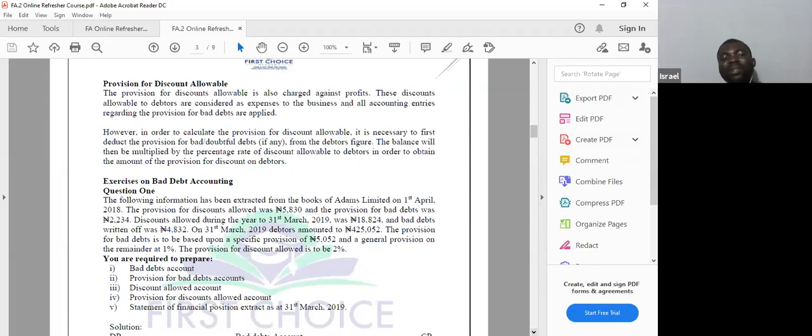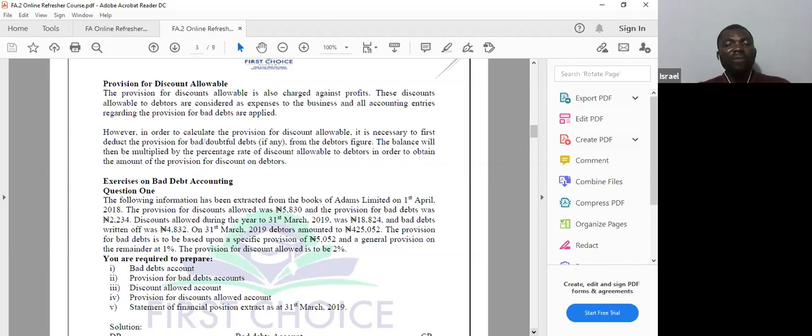So another one, we have provision for discount allowable. What is provision for discount allowable? It is the provision for discount allowable, which is also charged against profit. The discount allowed to debtors is considered an expense to the business, and all the accounting entries regarding the provision for bad debt are applied. So every rule of bad debt applies to this one as well. If it's the first year, we recognize it in full. The second year, you carry it over.